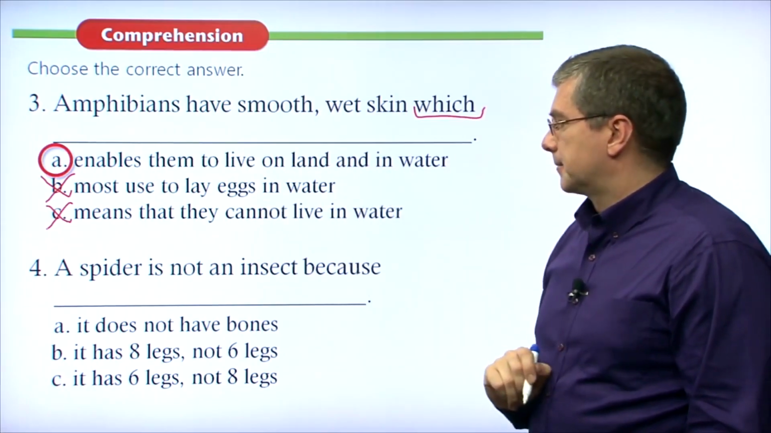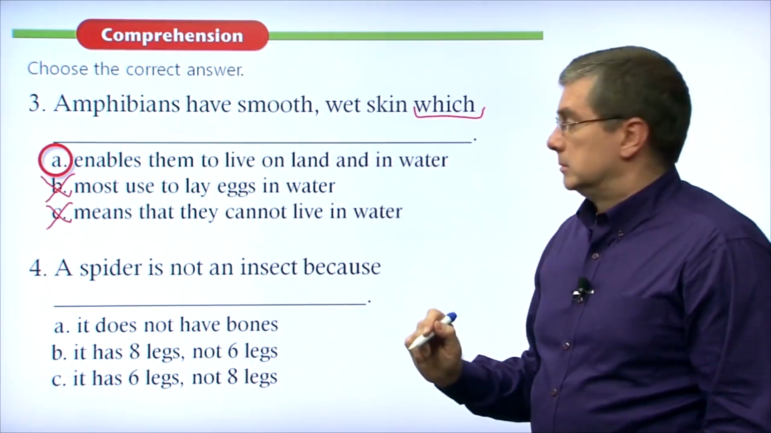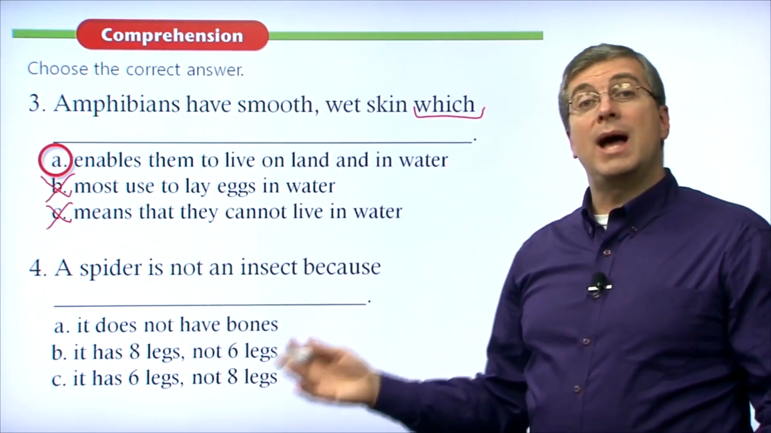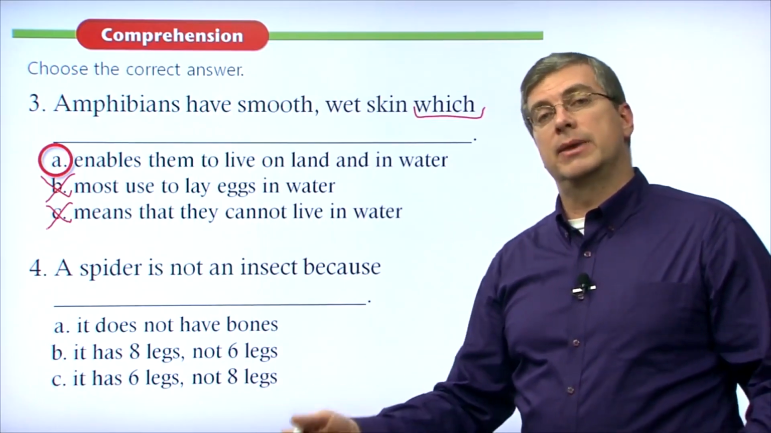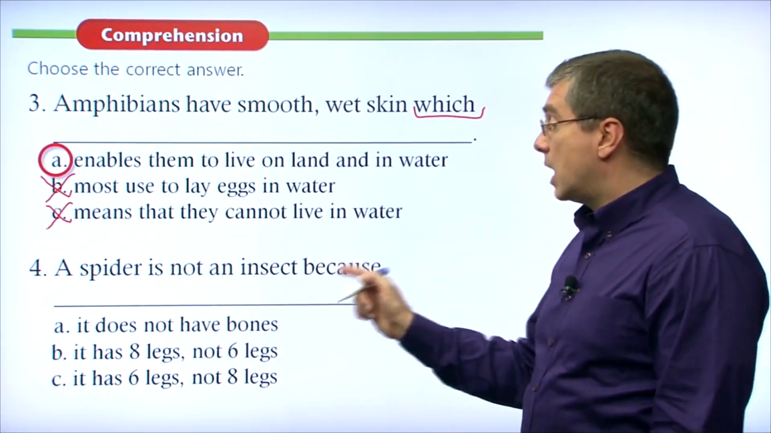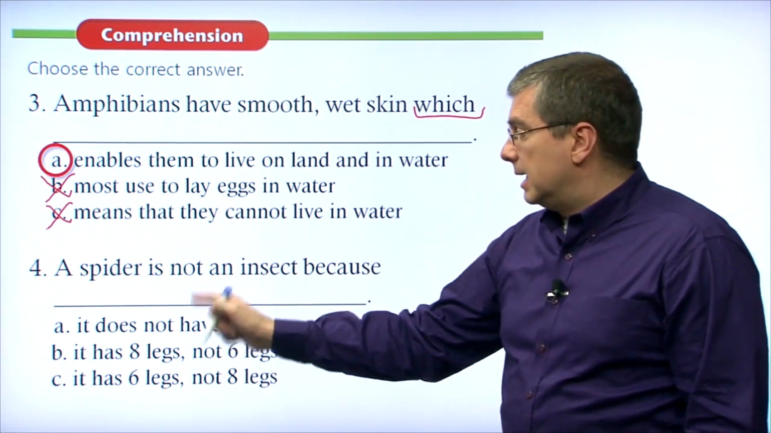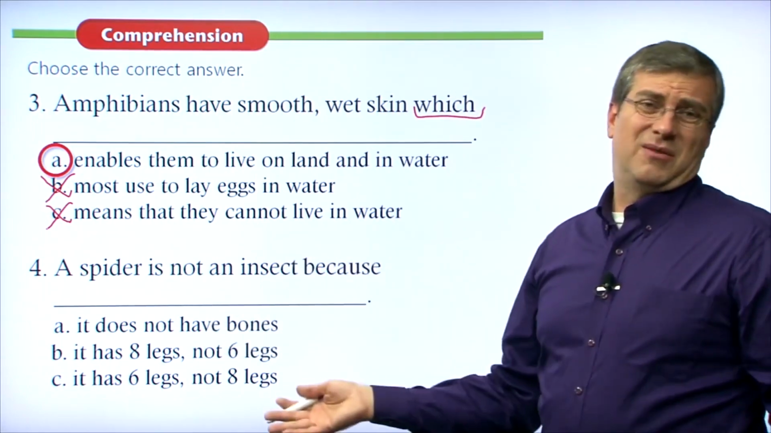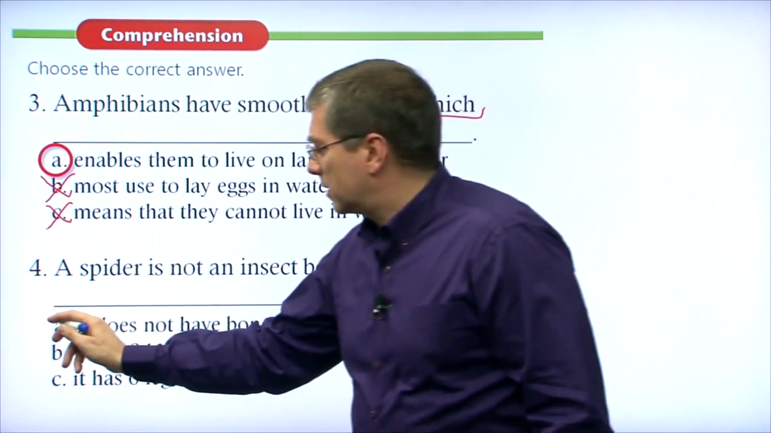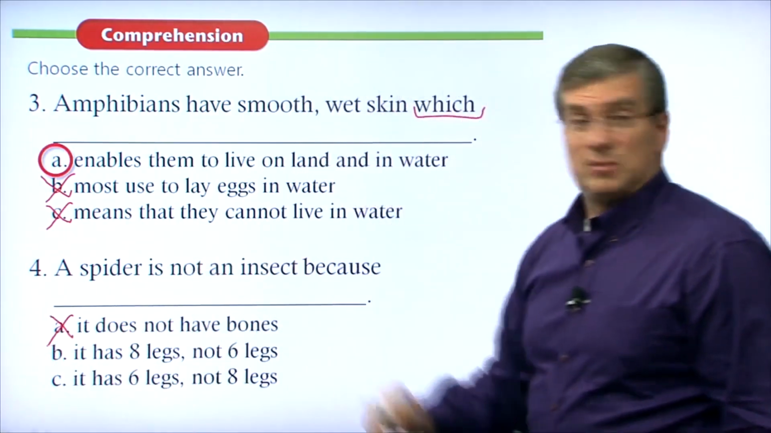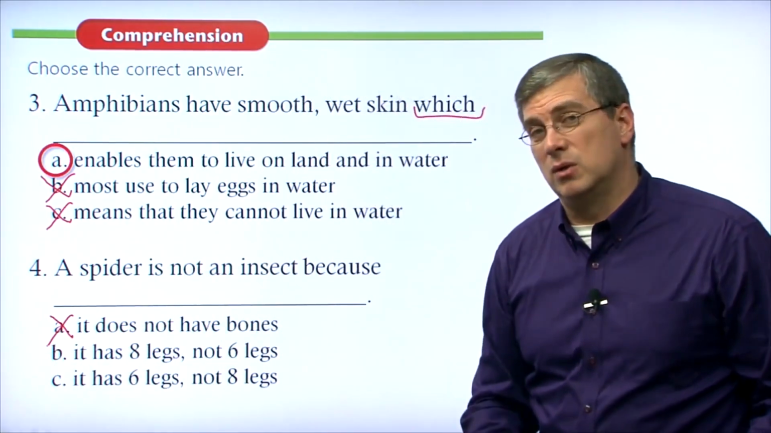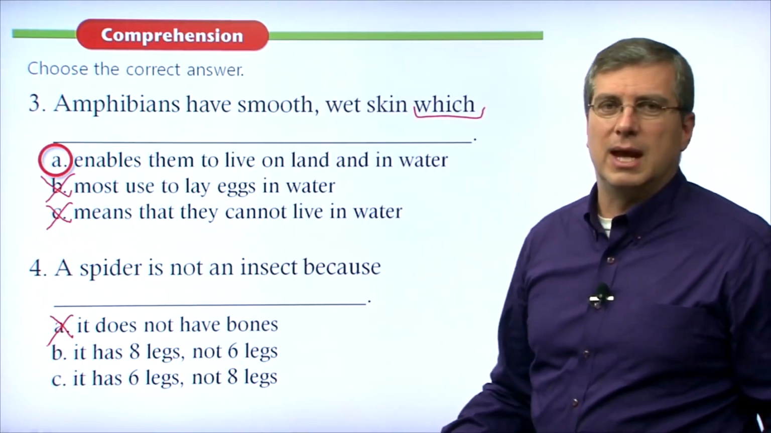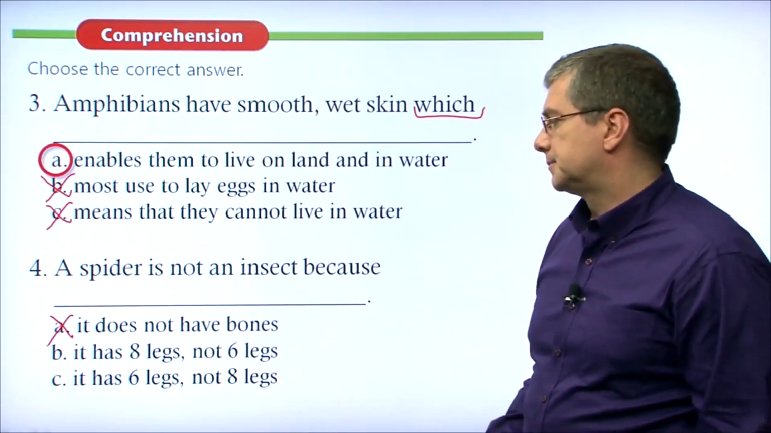Okay, number 4. A spider is not an insect. Why is a spider not an insect? We've talked about that a few times. A spider is not an insect because A, it does not have bones. Well, that's not true because insects don't have bones. So that's not the correct answer. Just because a spider doesn't have bones, insects also don't have bones either, do they? So that's not the correct answer.